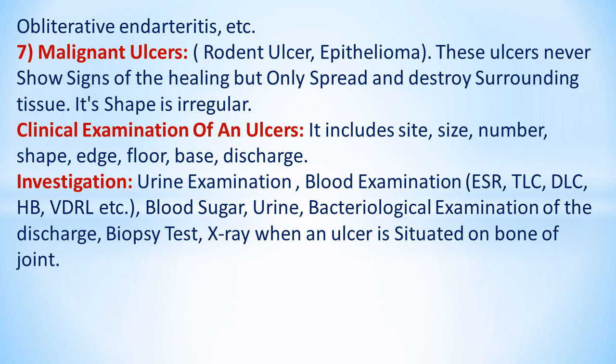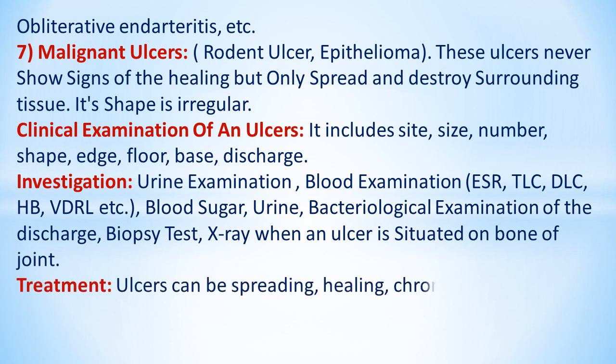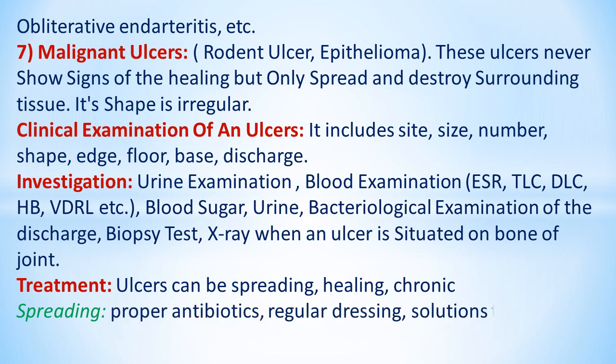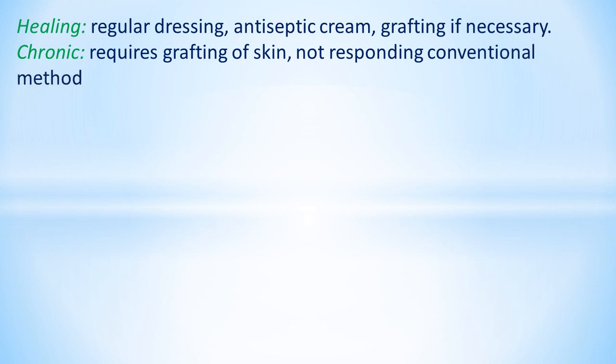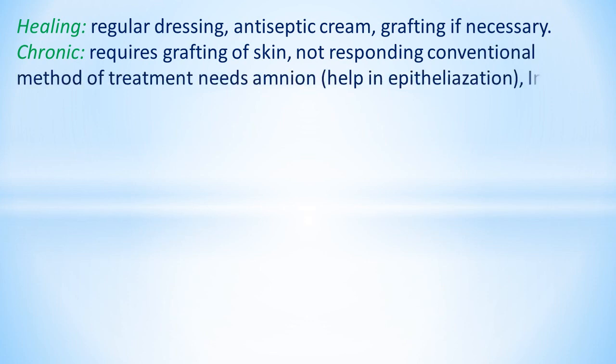Treatment: ulcers can be spreading, healing, chronic. Spreading: proper antibiotics, regular dressing, solutions to treat the slough. Healing: regular dressing, antiseptic cream, grafting if necessary. Chronic: requires grafting of skin. Not responding to conventional methods of treatment needs amnion, which helps in epithelialization, infrared radiation, and ultraviolet rays which reduce ulcer size.